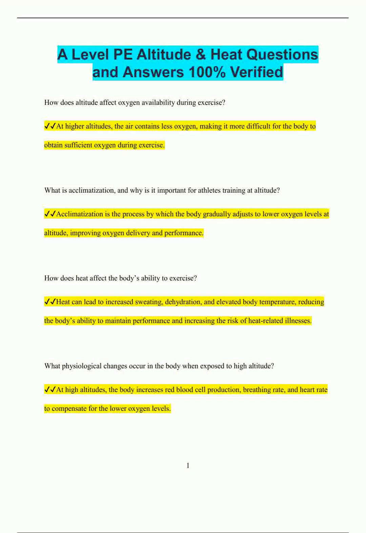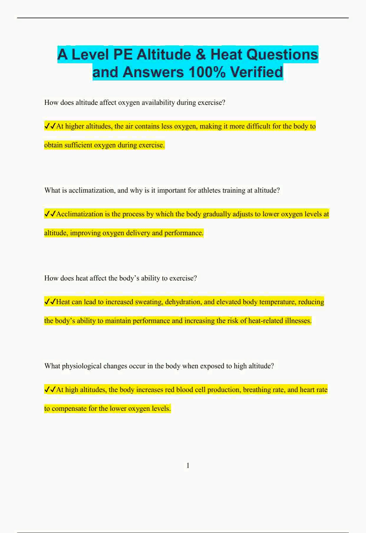What is acclimatization, and why is it important for athletes training at altitude? Acclimatization is the process by which the body gradually adjusts to lower oxygen levels at altitude, improving oxygen delivery and performance. How does heat affect the body's ability to exercise? Heat can lead to increased sweating, dehydration, and elevated body temperature, reducing the body's ability to maintain performance and increasing the risk of heat-related illnesses.